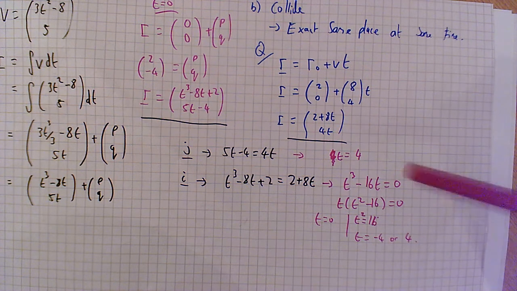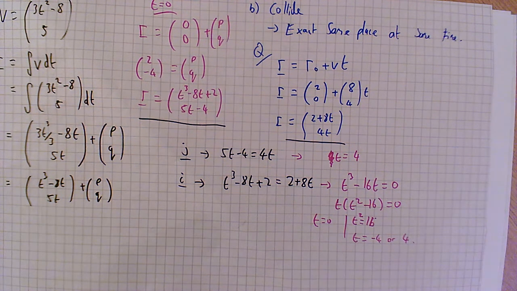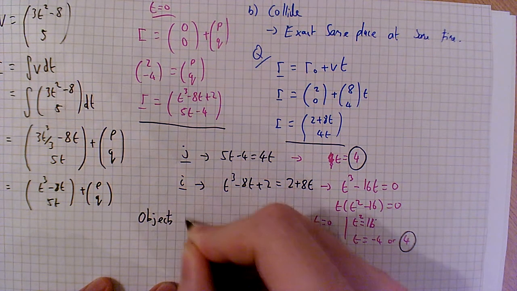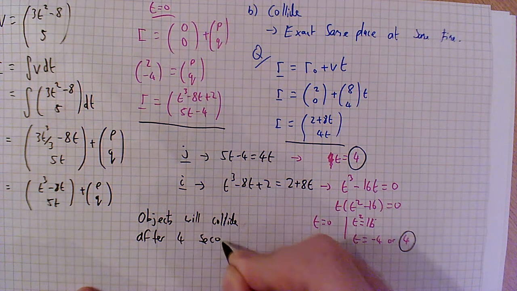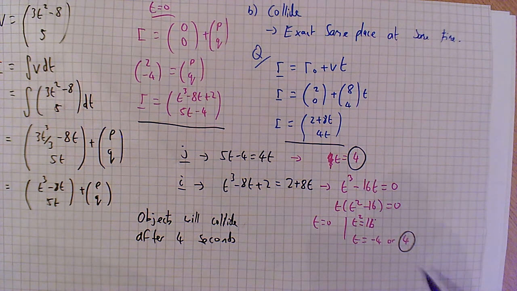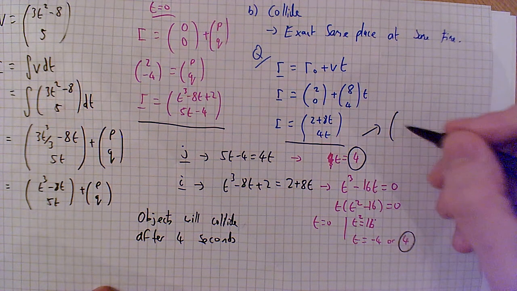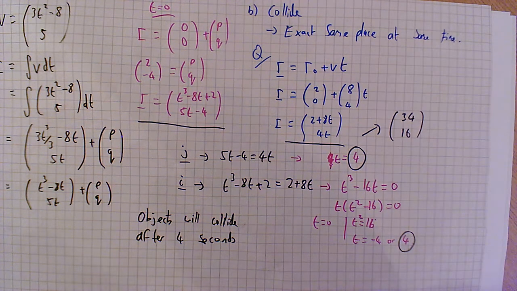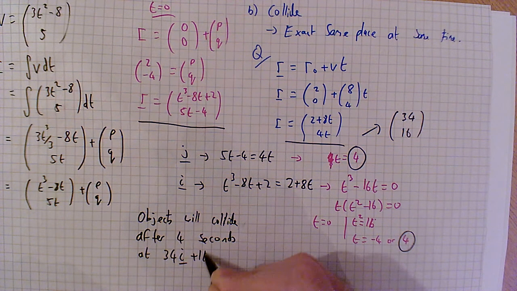So what have we found out there? Well, they have the same i component at t equals minus 4, 0 or 4 seconds, and they have the same j components after 4 seconds. The key is that after 4 seconds, they both have the exact same i component, they have the exact same j component, and therefore the two objects are going to collide. So the objects will collide after 4 seconds, and we can even work out the place by substituting the 4 in. So if I substitute the 4 into this, for example, this would be 2 plus 8 times 4, which is 34, and 4 times 4 is 16. So the objects will collide after 4 seconds at a location 34i plus 16j.